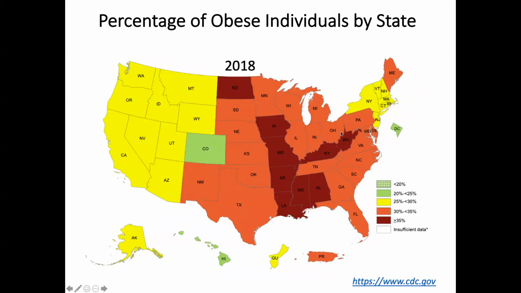But then this is an updated image I found on the CDC website. This is 6 years later, 2018. Do you think the situation is getting any better? Now Texas used to have 25 to 29%, right? But now it has increased to 30 to 35%. It's not getting any better, at least for Texas.